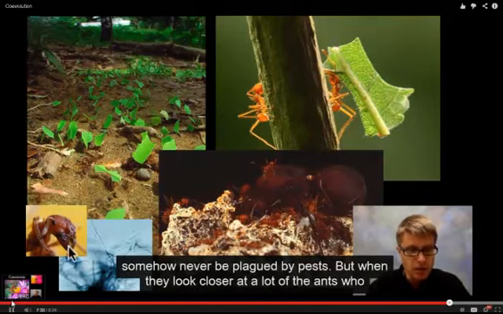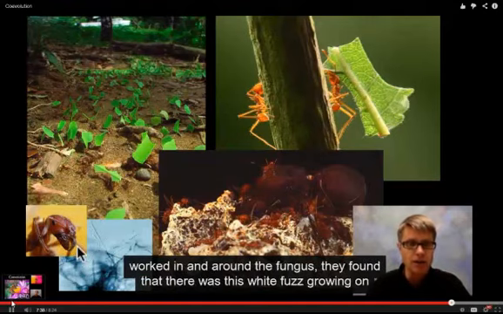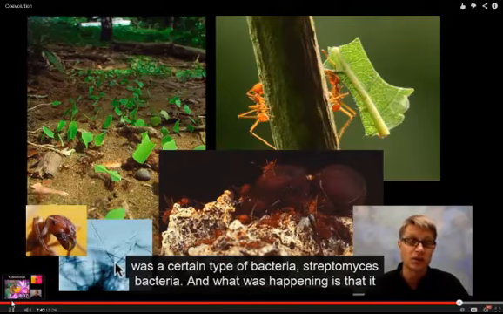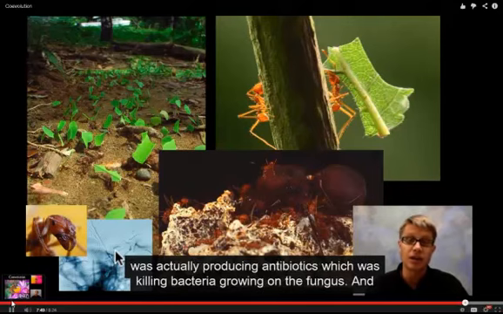But when they looked closer at a lot of the ants who worked in and around the fungus, they found that there was this white fuzz growing on their mouth. And when they looked at that under the microscope, they found that there was a certain type of bacteria, a streptomyces bacteria. And what was happening is that it was actually producing antibiotics, which was killing bacteria growing on the fungus.